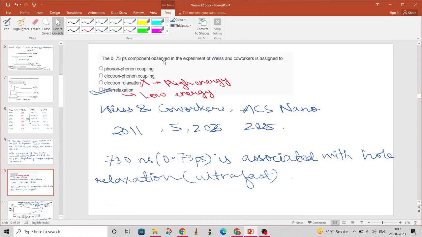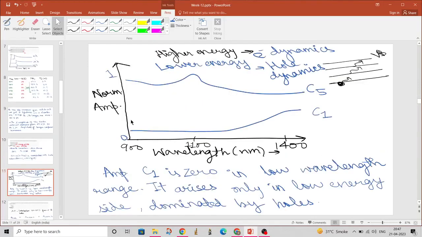Next, we saw that Weiss and co-workers have concluded in this paper that the 0.73 picosecond component is related with the hole relaxation. They have done a lot of experiments regarding this. They have taken 21 decays and fitted them with 5 components. The C1 component is 0 at the lower wavelength, which is higher energy, and it is present on the lower energy side. So it is related with the hole dynamics.